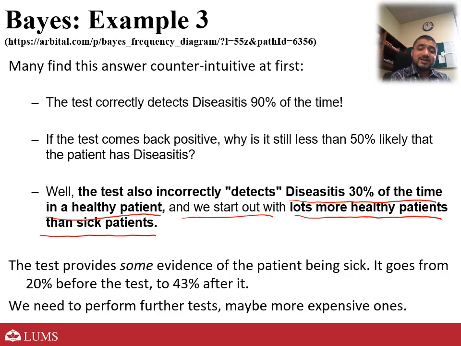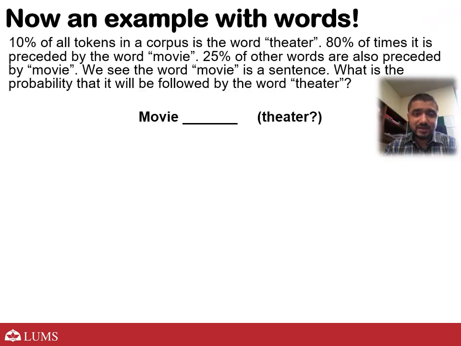तो ये दोनों चीजें मिलाकर कि आपके false negatives, false positives आते हैं और आपकी जो class है of healthy वो बहुत बड़ी है compared to class of sick. So that's why the absolute numbers come out to be very high for the class जो कि healthy की है. ठीक है. So the test provides some evidence of the patient being sick. It goes from 20% to 43%, prior to posterior. So we need to perform further tests, maybe more expensive ones, and also look at other symptoms to figure out whether the test result really means what it's indicating.